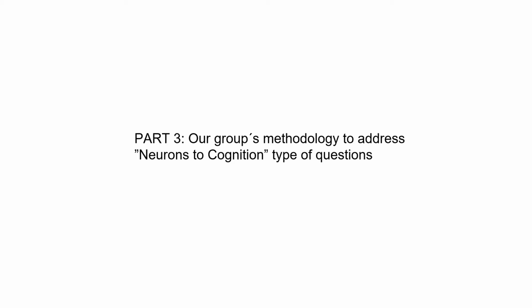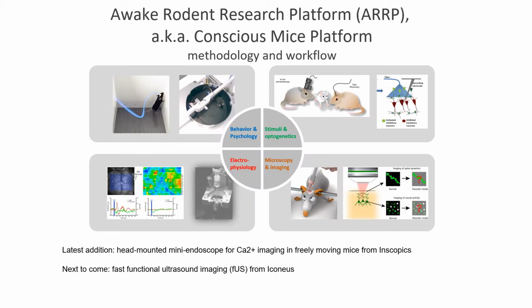In this part of the lecture, I will describe the methodology that can be used to address the type of questions that involve both neuronal level and the level of cognition. And as an example, I will use the facility that we have recently built over the last 7 years or so, which is called the Awake Rodent Research Platform, and it's a core facility, imaging and electrophysiology core facility at the Neuroscience Center at the University of Helsinki.